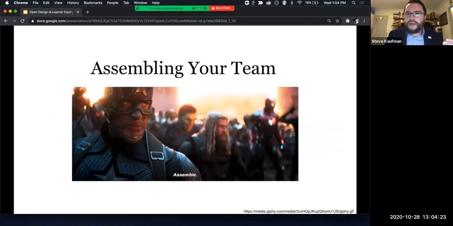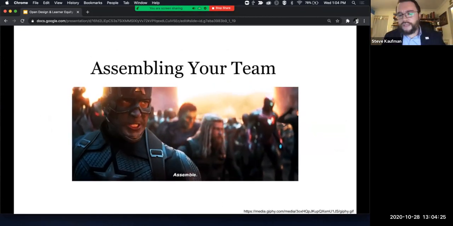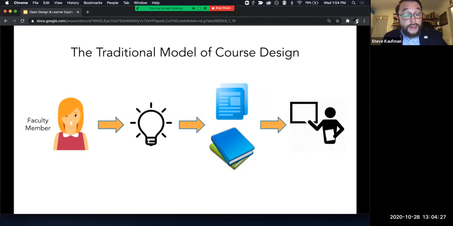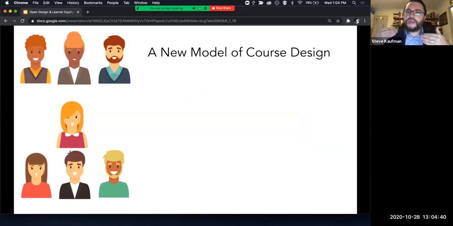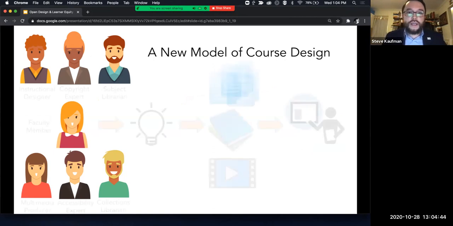If we think about how we assemble our team to support that faculty member, right? It doesn't have to be them by themselves iterating on a course. You might not have the role of instructional designer at your particular institution, and that's okay. There might be some other people that we can tap to help with this. Here's what I mean. Maybe a new model or better model of course design might be this.